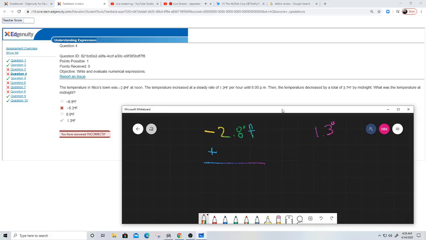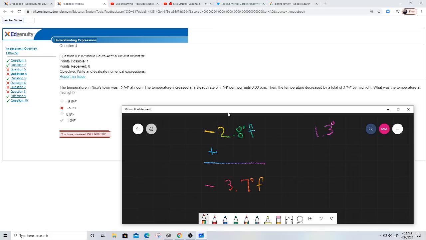Alright, so then the temperature decreased. So then after we get this answer, what is it going to do? It's going to decrease by a total of 3.7. So whatever we get, it's going to decrease by 3.7 degrees. What was the temperature at midnight?